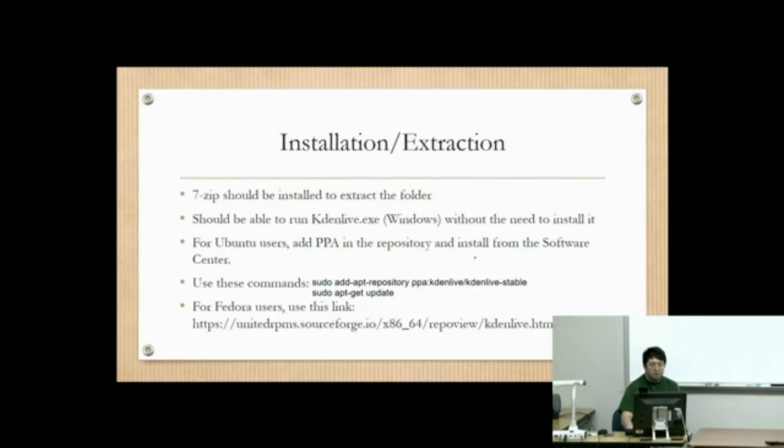Now, if you have Ubuntu, just add the PPA in the repository and then you can install it from the Software Center. And you can just use these two commands right here. And of course, this requires administrator privileges. That's why this indicates that it requires administrative privileges, sudo, and that will prompt the user to put in their password.